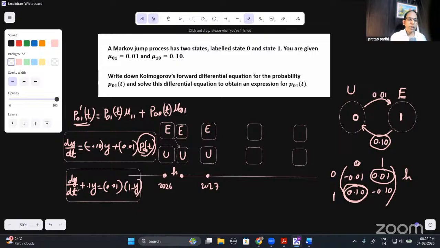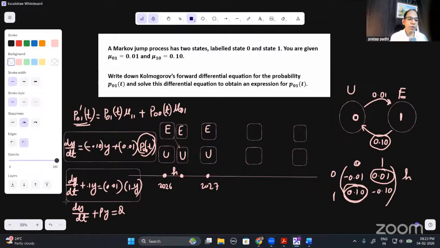Now what you can do is you can take everything to one side. For example, this is 0.01. This y you can take this side. You can make this form dy by dt plus py is equal to q. If you are able to write this way, then you are done. You solve this differential equation. That's all. If you are unable to write, sometimes it might be a little complicated.